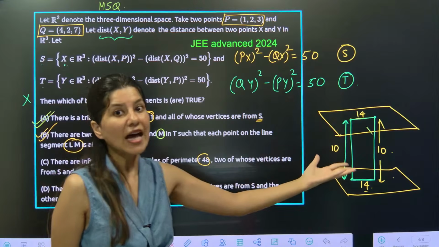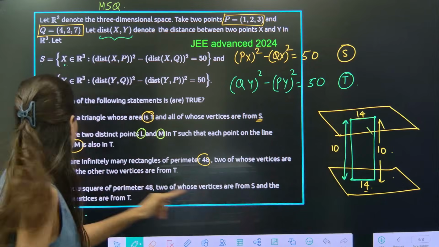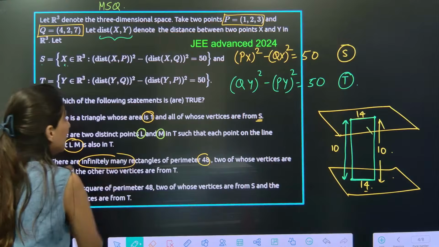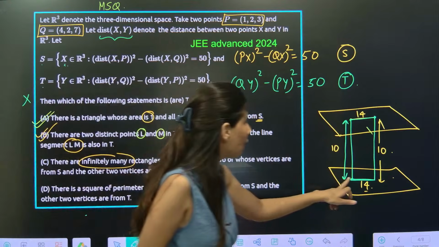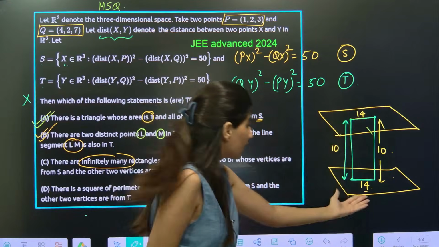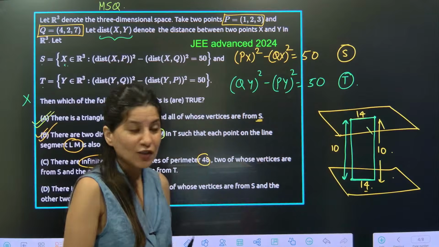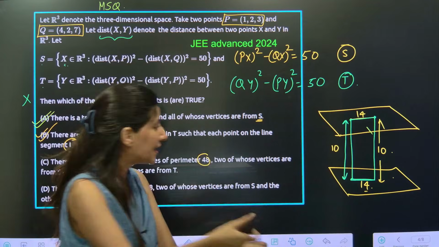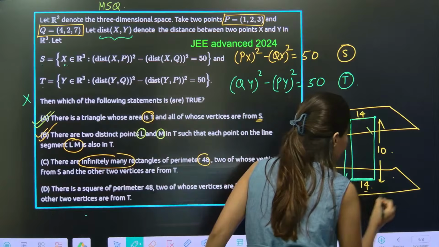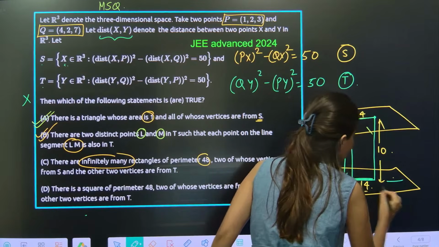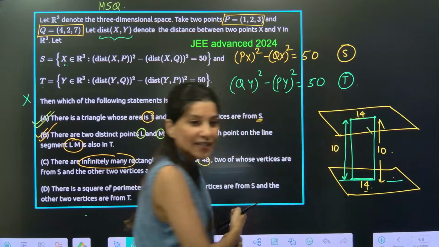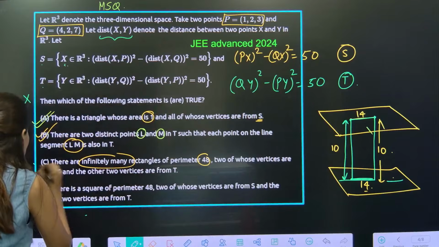Will that exist? Absolutely. How many? Infinite. So there are infinitely many rectangles. Why infinite? Because the plane is stretched infinitely. So now you can select the 2 points anywhere. First rectangle you have selected this, second you can select this, third you can select this. Their planes are also infinite. So this is also correct.